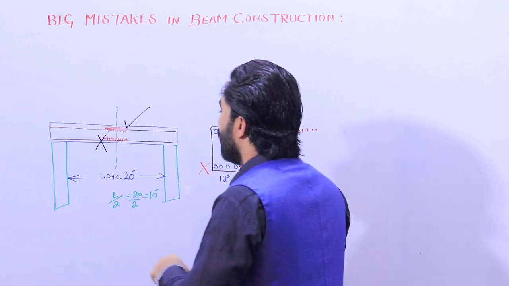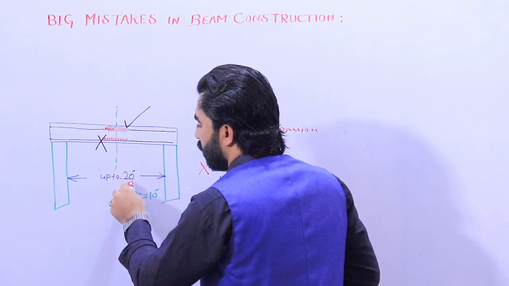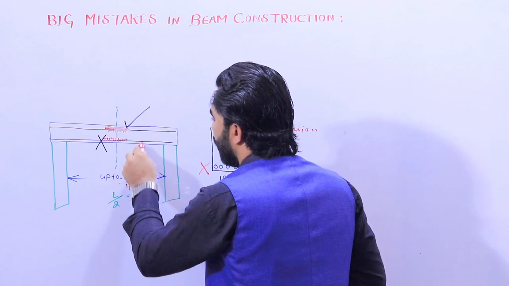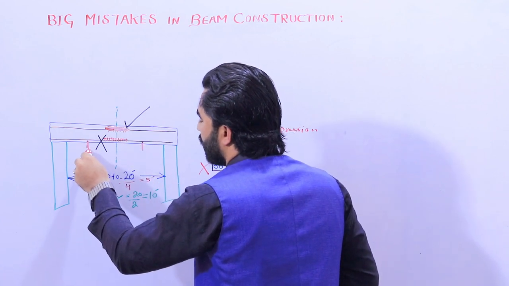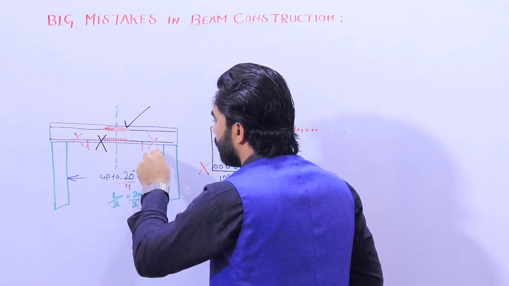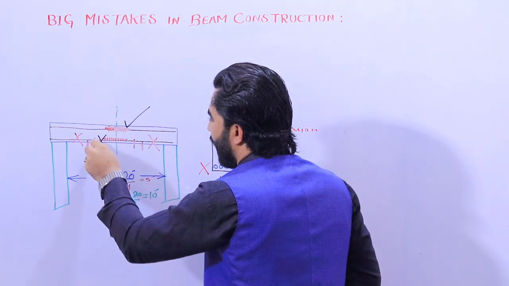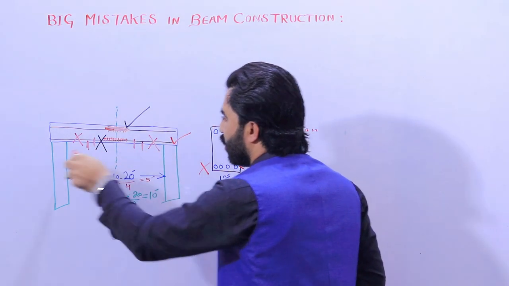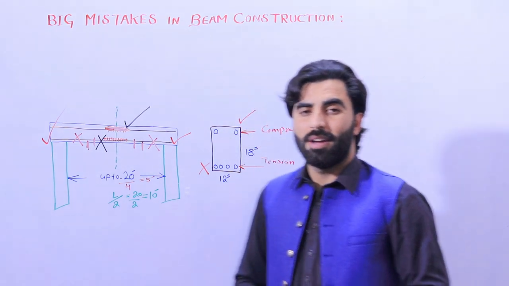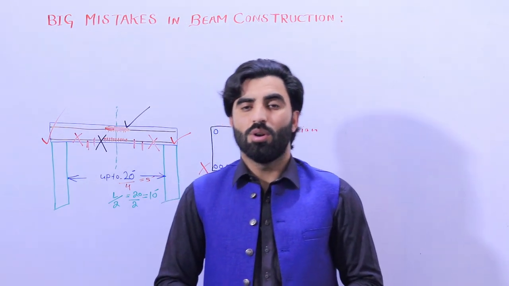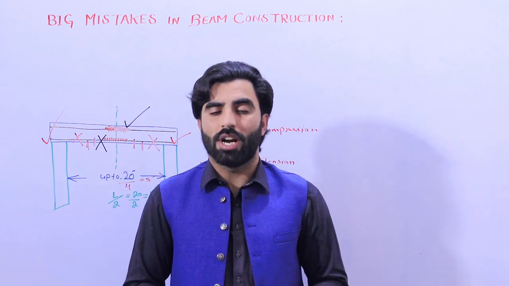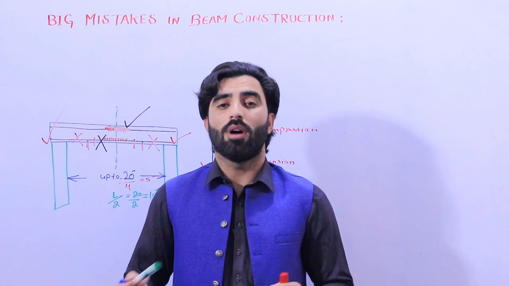L by 4 means the length divided by 4. So at the distance of 5 feet, which is this place from this side, you also can't provide the lapping at this place. Also you can't provide at this place, but you can provide here or here, or you can provide at the junctions on the supports. So I hope this short video can help you to know the best place to provide lapping, because lapping can weaken the joint, whether in beam, column or anywhere.